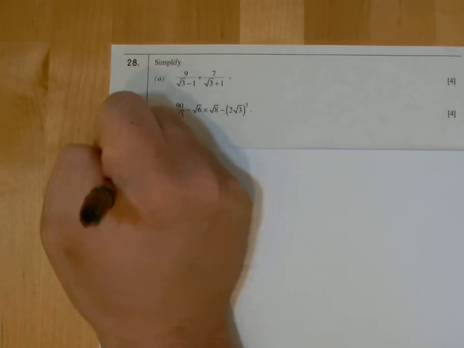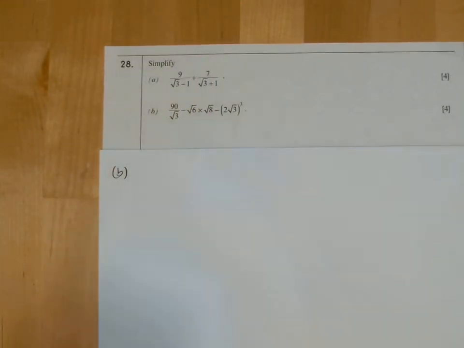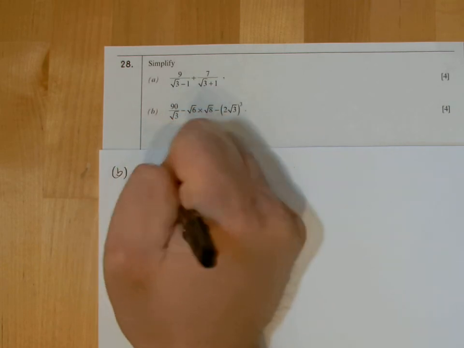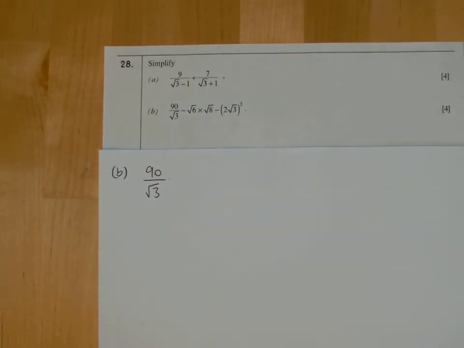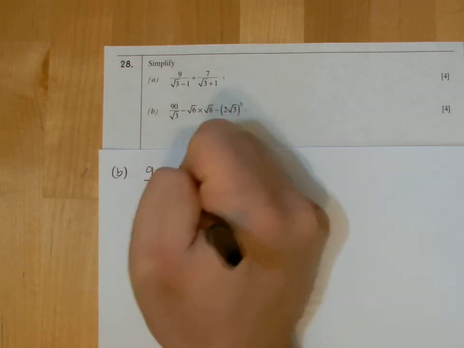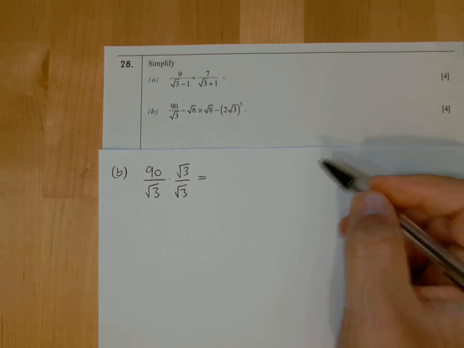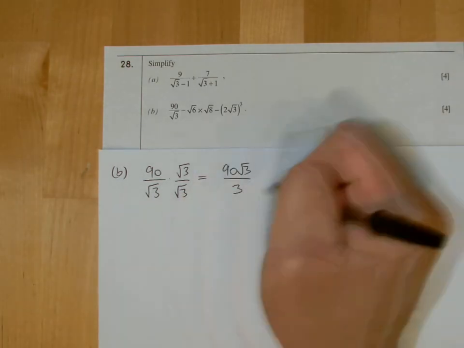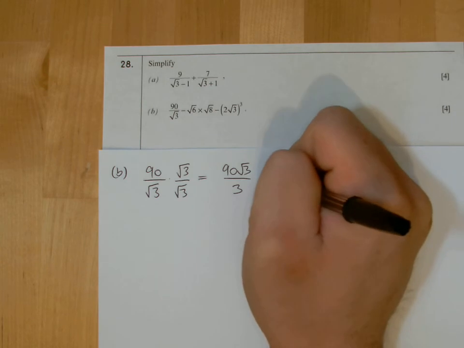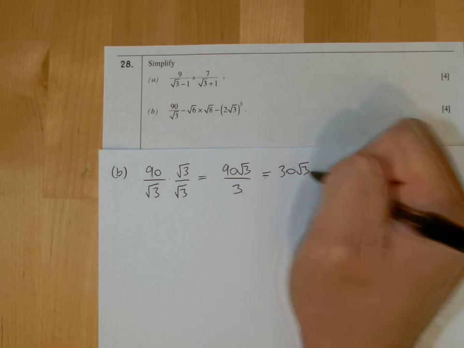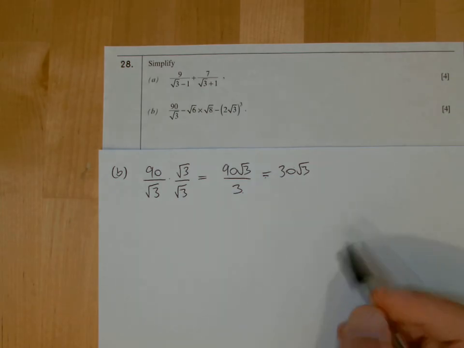When it comes to part B then, because there's all different sorts of things going on here, I would do these separately. So 90 over root 3. In this case, we've got to rationalize the denominator. So times top and bottom by root 3. So on the top, we get 90 root 3. On the bottom, we just get a 3. Root 3 times root 3 is just 3. So then you get 90 divided by 3 is 30 root 3. So there's our answer there.